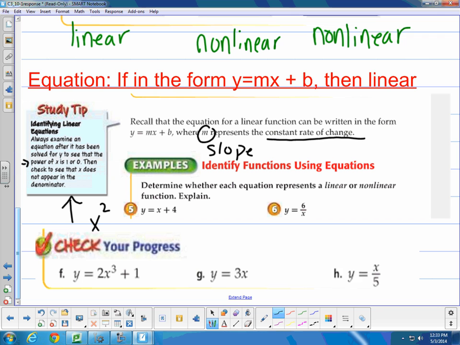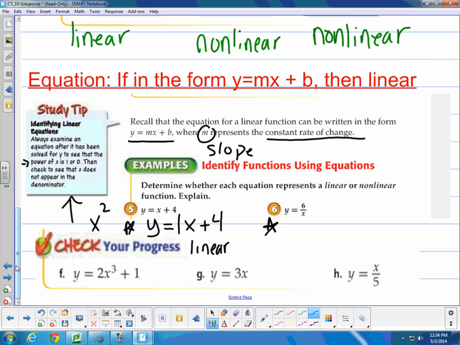So looking at example 5 and example 6 now. We see that y equals x plus 4. We're going to determine if this is linear or non-linear. So we want to say, can I write this in slope-intercept form? I know that I can write this as y equals 1 times x plus 4. So I have a constant rate, a slope of 1. So this is a linear function because I can write it in slope-intercept form.